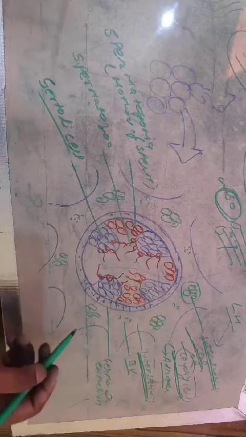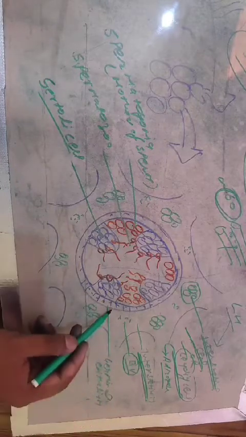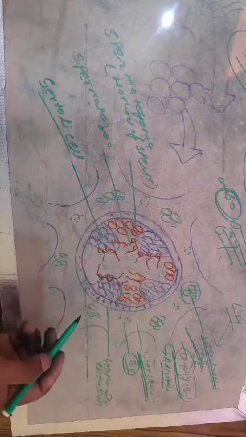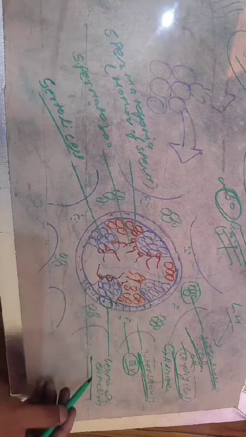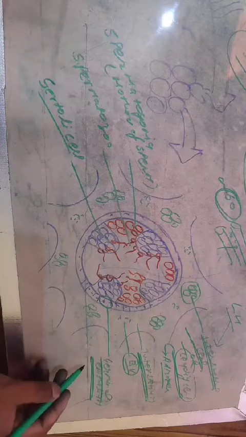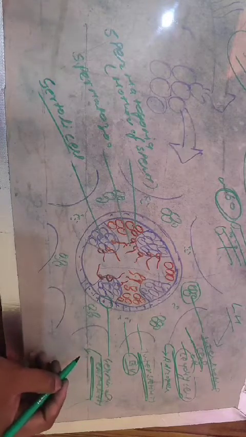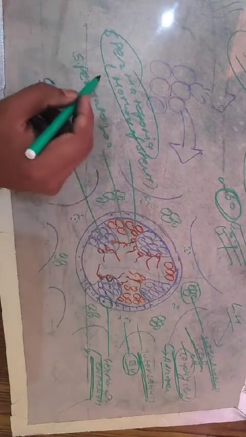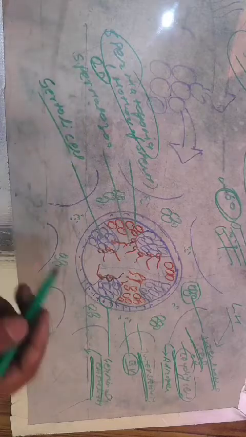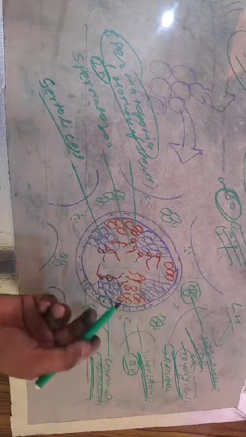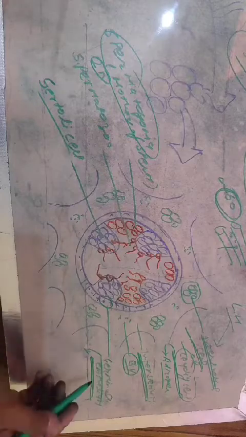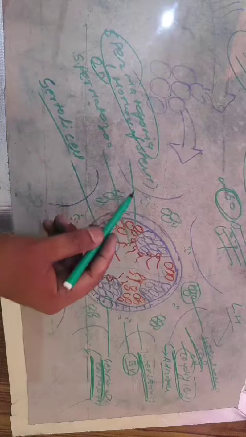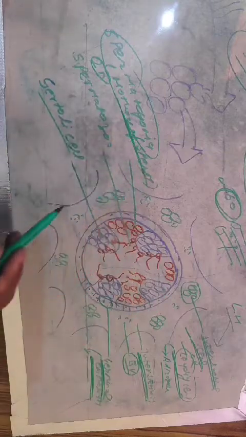Now back to the other features: blood vessels are also found in between the seminiferous tubules. When you move inside the seminiferous tubules, the outer layer is the germinal epithelium. Why germinal epithelium? Because it is able to produce the mother of sperm cell, that is spermatogonia, which is diploid in number. When we describe the spermatogenesis process, it will be clear, but germinal epithelium is the mother of spermatogonia, and spermatogonia is the mother of sperm cell.